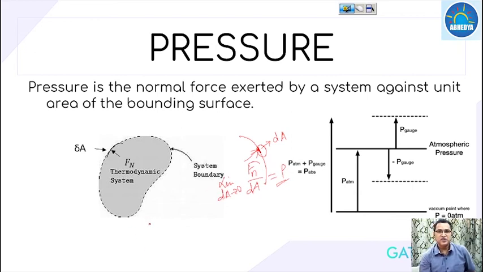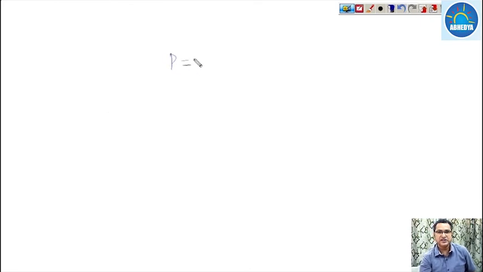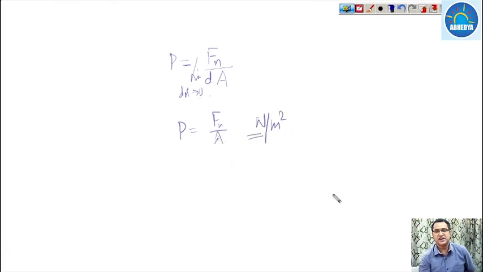So what is the unit of pressure? This is Newton divided by meter square. The unit of pressure is Newton per meter square. So pressure is nothing but force per unit area, that is normal force per unit area, and we considered a very small area subject to the condition that dA tends to 0. So pressure becomes Fn divided by area, that is Newton per meter square. Is it okay?